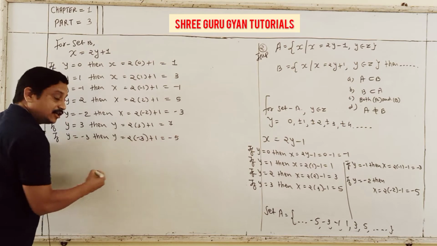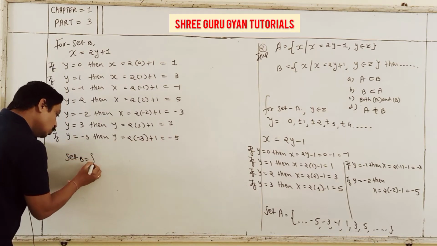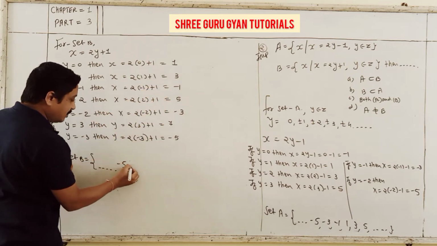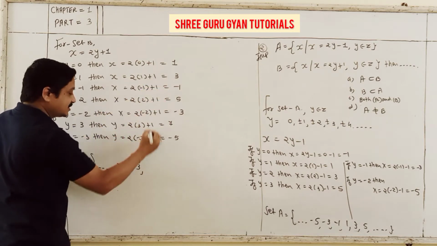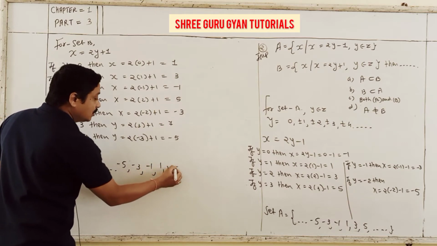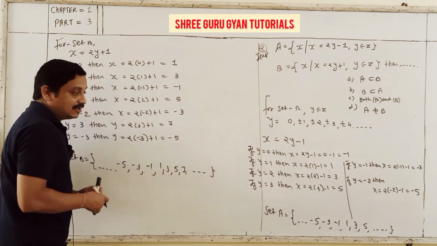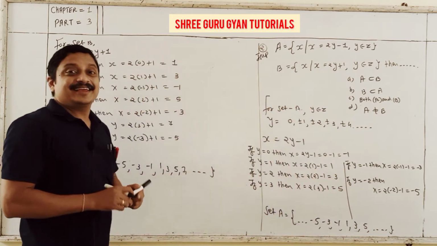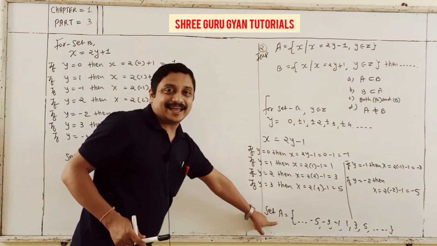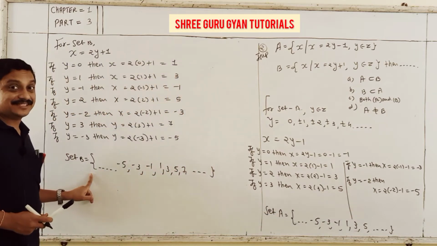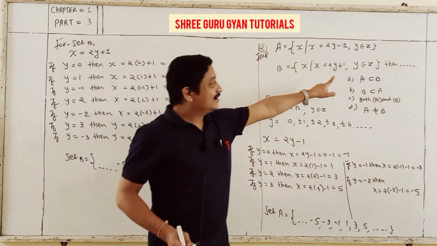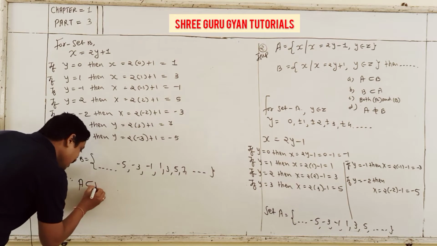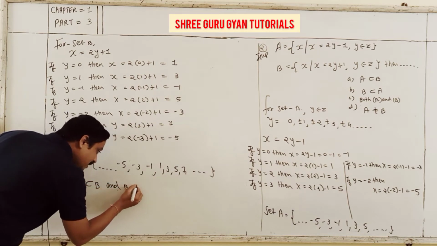-5. It means my set B also has elements: I am taking here -5, -3, next -1, 1, 3, 5, 7. Further moving, if I take further numbers from Z, indirectly A elements and B elements are what? Same. So which option will I take here in A, B, C, D? A subset B and B subset A.